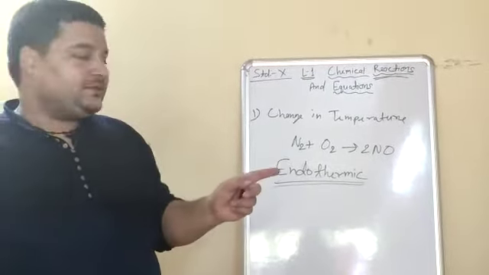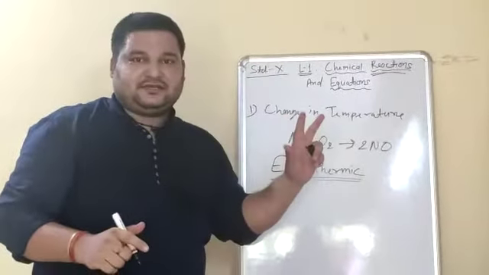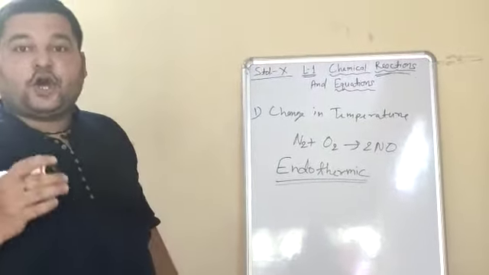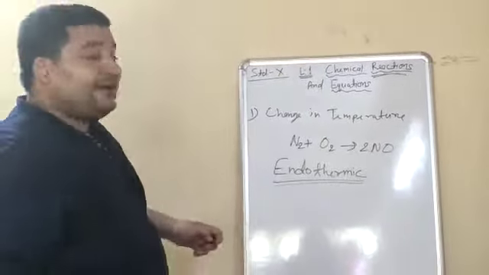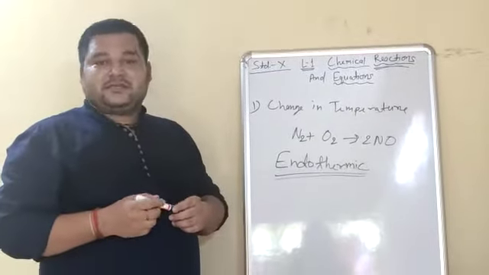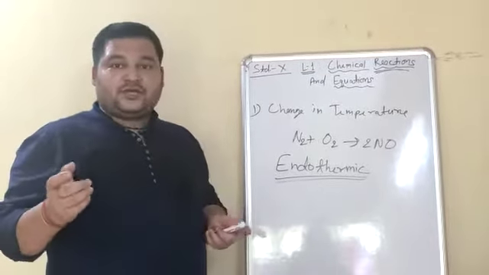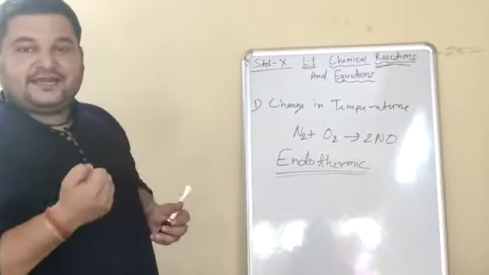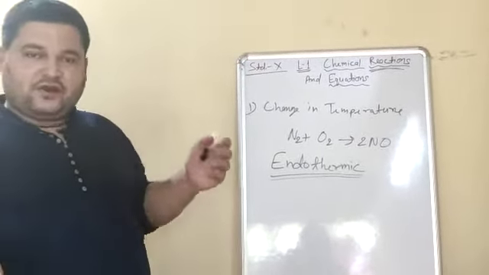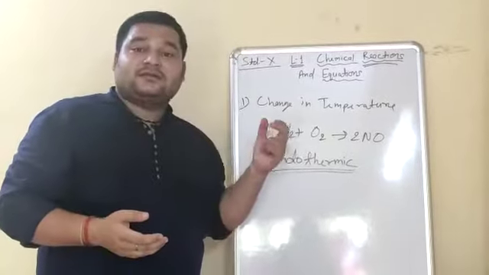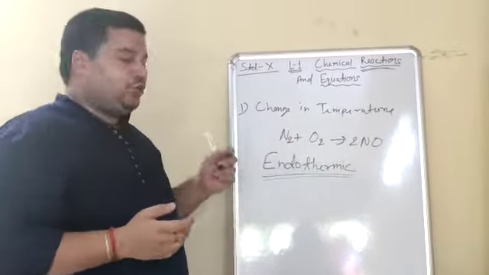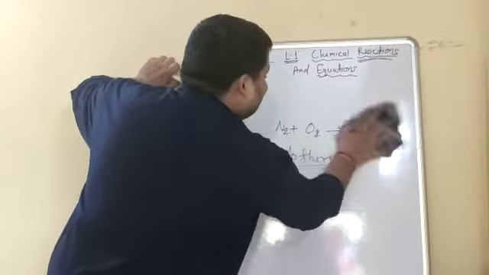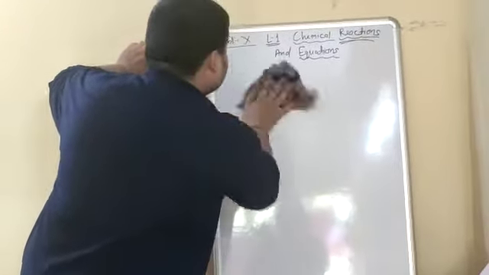Simple daily life example is respiration. Respiration is an exothermic reaction because heat or energy is released, and photosynthesis is an endothermic reaction because in photosynthesis the leaf captures sunlight along with carbon dioxide and water. So taking sunlight means that it is an endothermic reaction. Next one, next characteristic, change in color.